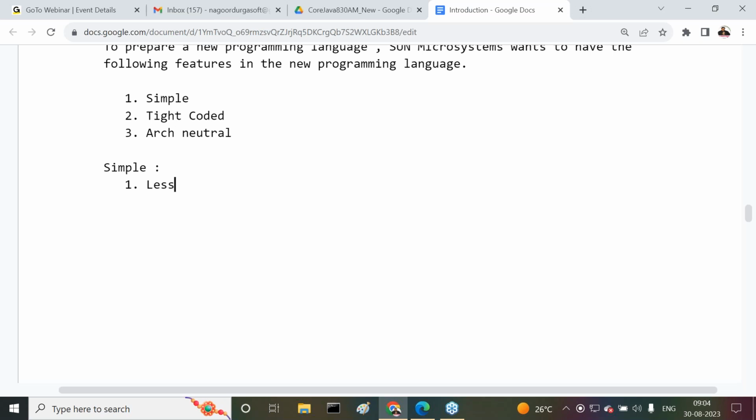First one is less execution time. That means our new programming language applications must take less execution time. Point number 1. Another one is less memory. Our new programming language applications must take less memory. Then after that, less power consumption.